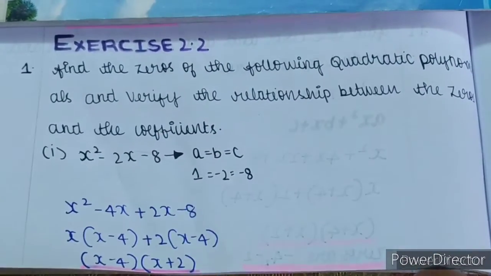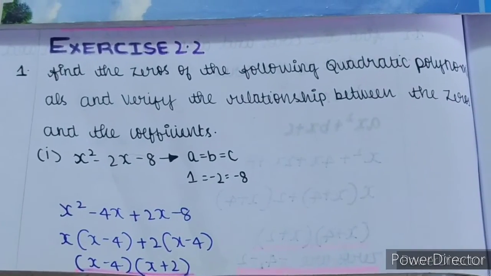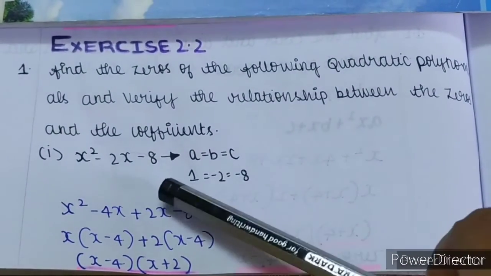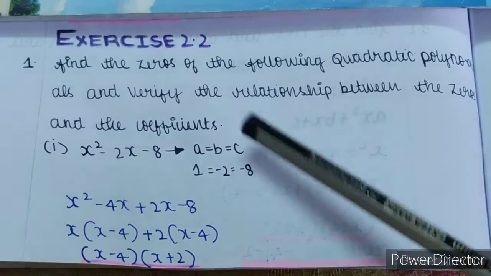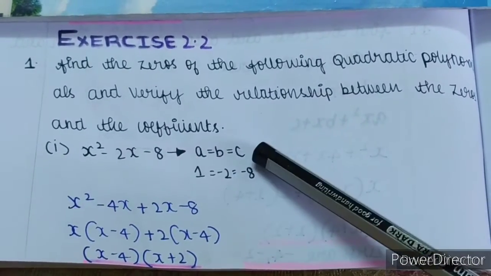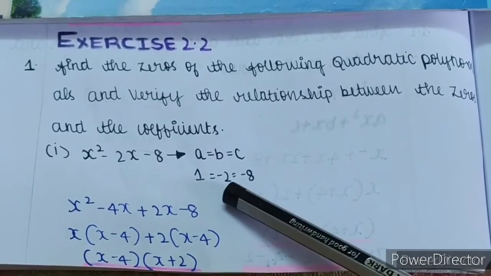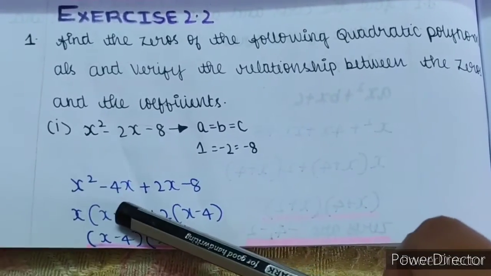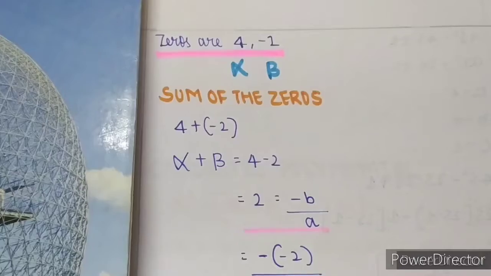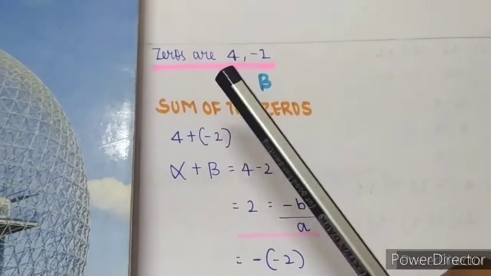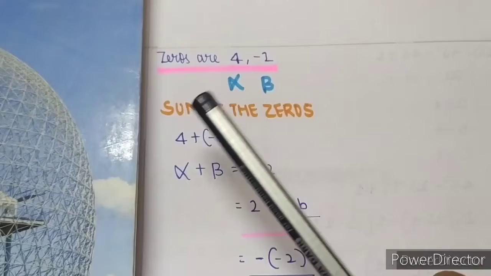Comparing this with the format I told, ax square plus bx plus c is equal to 0, we get a is equal to 1, b is equal to minus 2, c is equal to minus 8. So x square minus 4x plus 2x minus 8, on factorizing this, the zeros are 4 and minus 2. We need to consider these as alpha and beta.